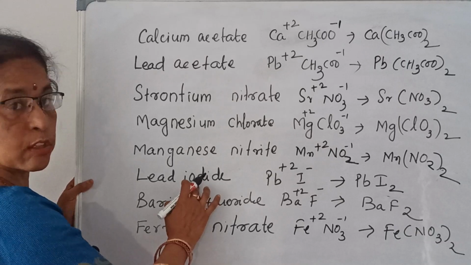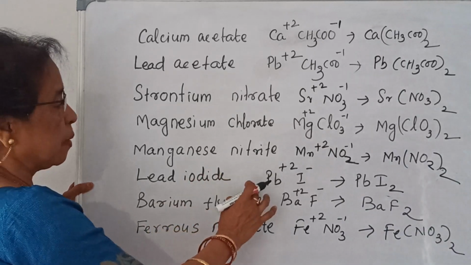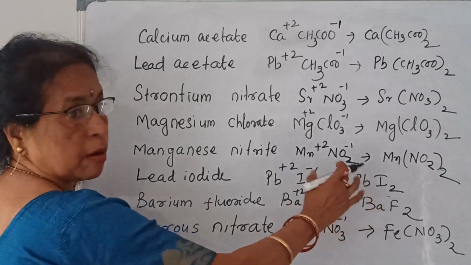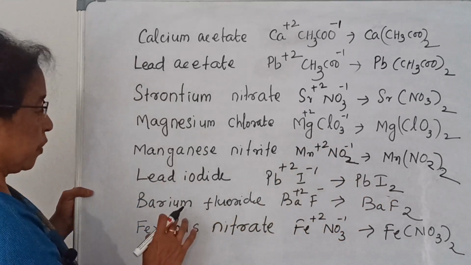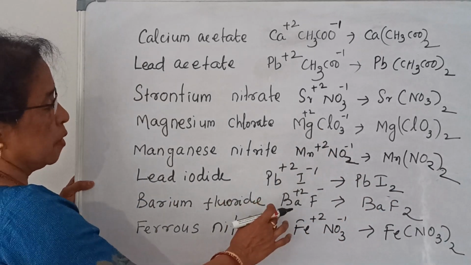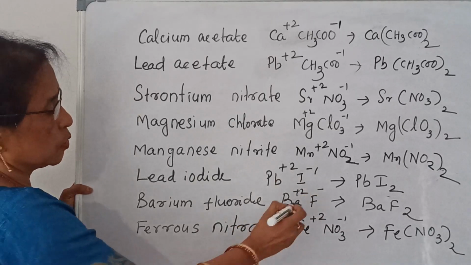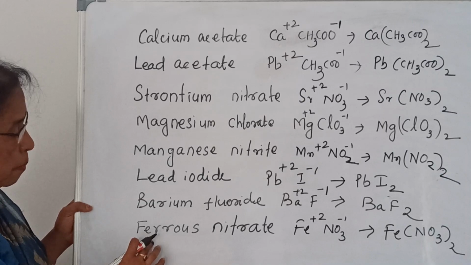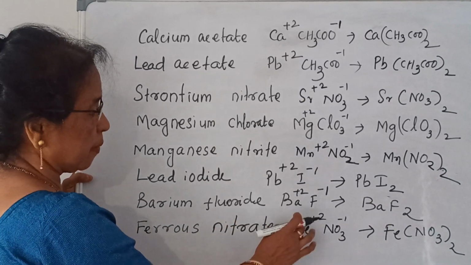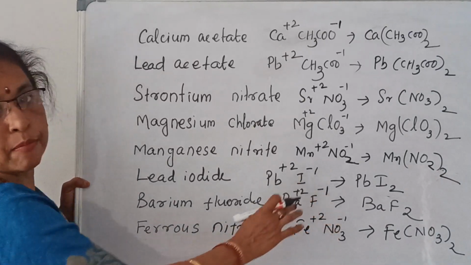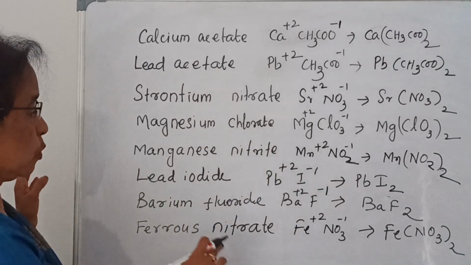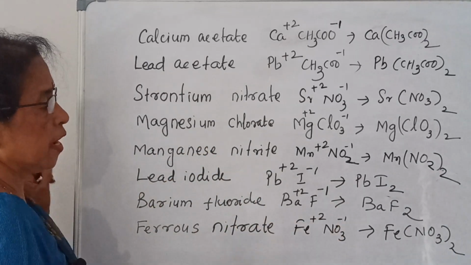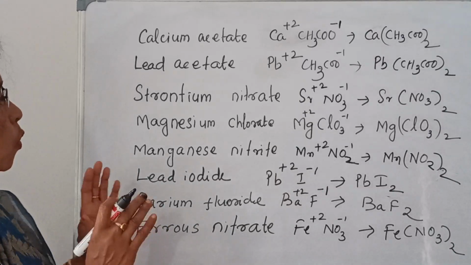Lead iodide, that is also important and practical. Pb plus 2, I minus 1. So what is the answer? The compound is PbI2. Barium fluoride, Ba plus 2, F minus 1. So the formula is BaF2. Ferrous nitrate, Fe plus 2, NO3 minus 1. Ferrous plus 2, nitrate NO3 minus 1. So it should be Fe(NO3)2.